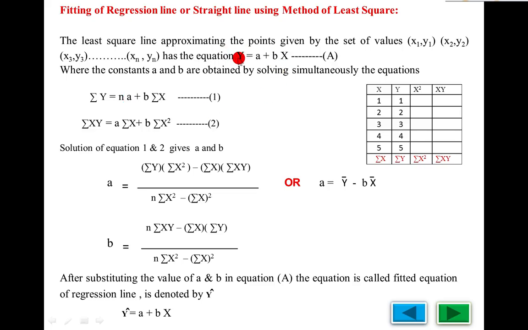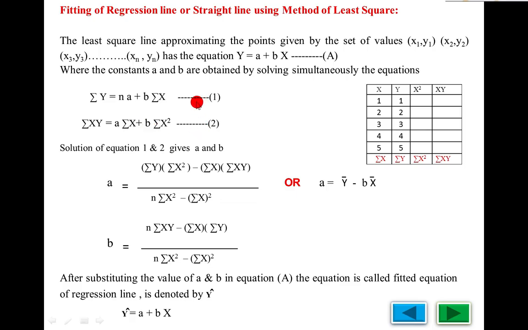Now, the derivation of this method of least squares is not included in this topic, in this syllabus, but first we will apply the summation sign on both sides. You will obtain this equation, and then again multiply this equation by x on both sides and apply the summation sign. You will obtain this equation. Summation of x multiplied by y will be summation xy. Apply the summation sign and multiply a by x, you will obtain summation x times a, and b times summation x square. Now with the help of these two equations you can find the values of a and b.